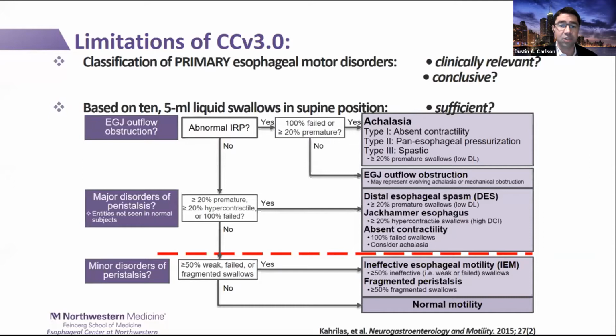Additionally worth noting was that the Chicago classification was based on just 10 swallows of small volumes of liquids, and these were performed in a single patient position, often lying down. And so an additional question posed was whether that test protocol was truly sufficient to characterize esophageal motor function.